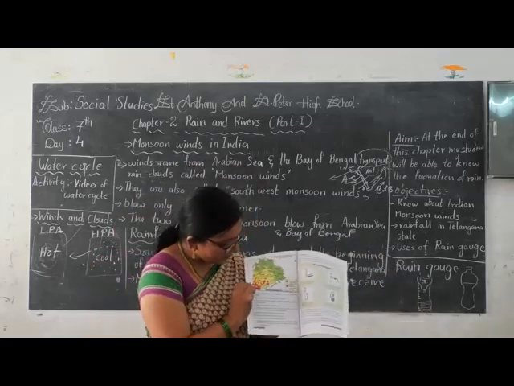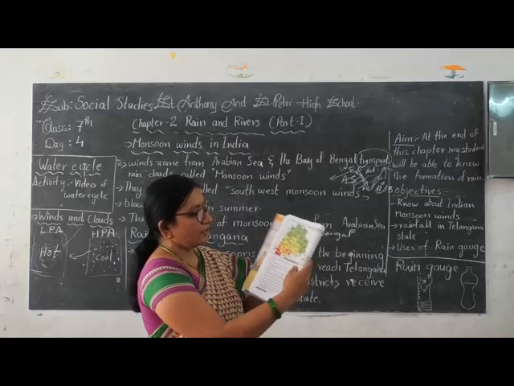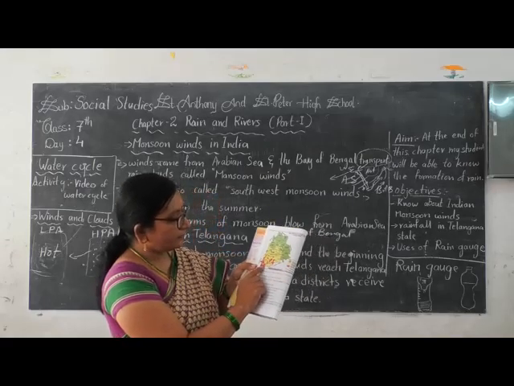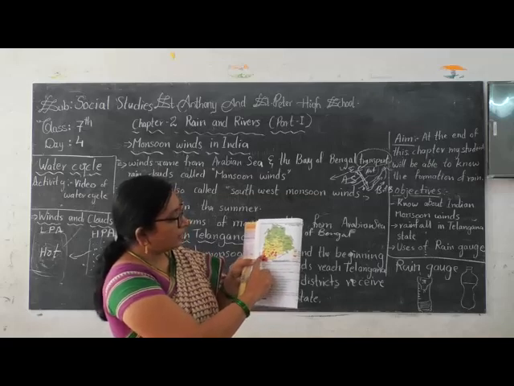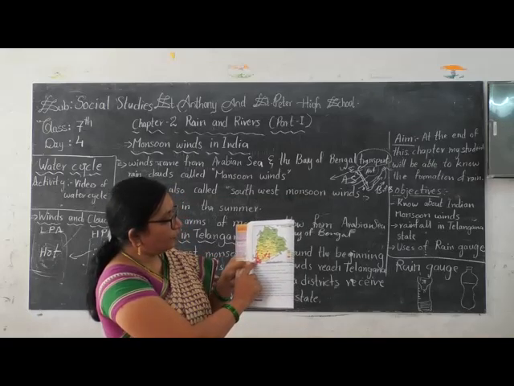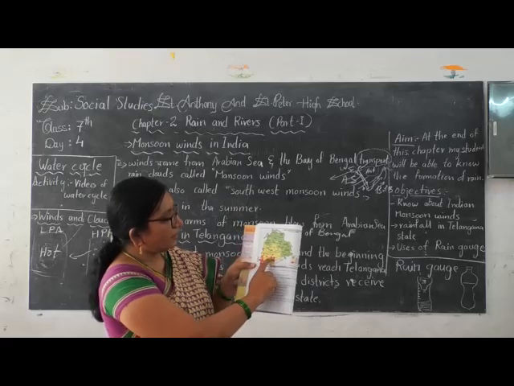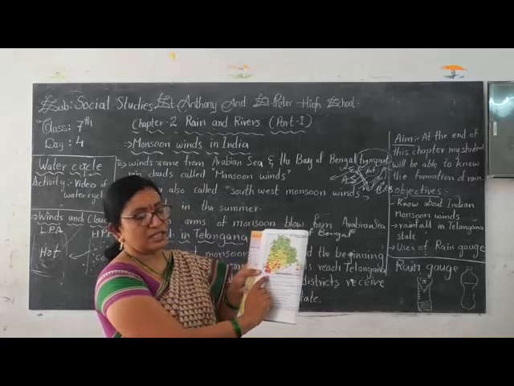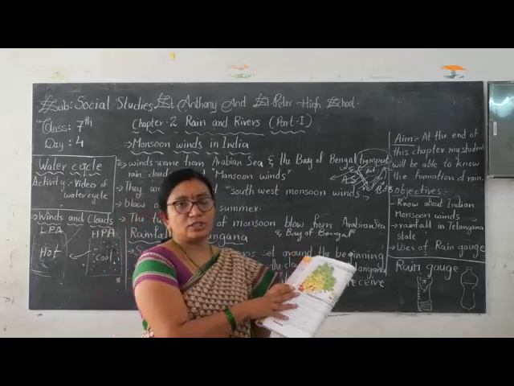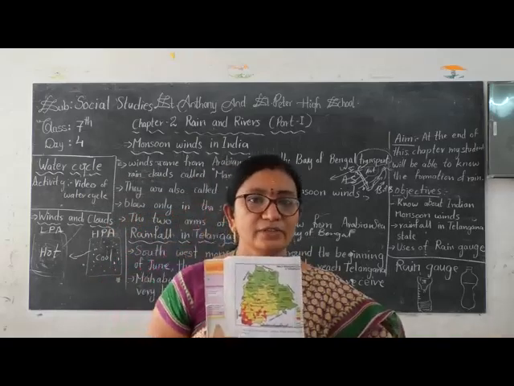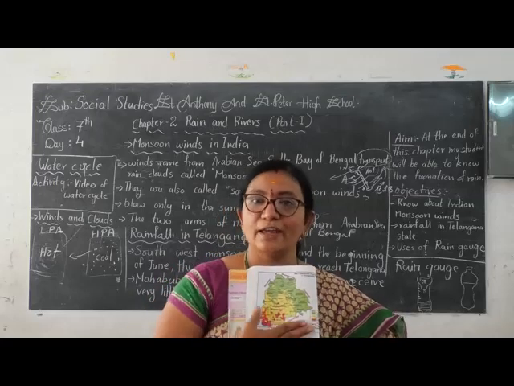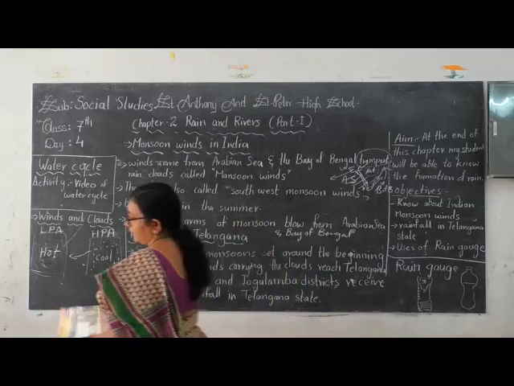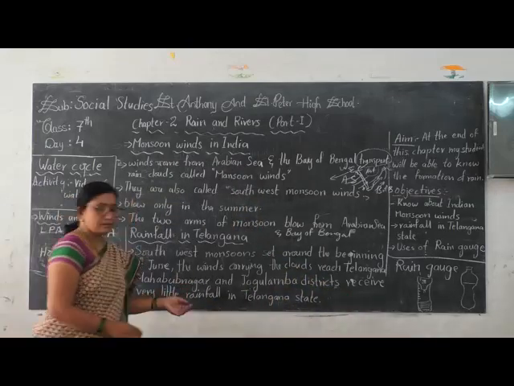The very low rainfall can be observed in areas known as Jogulamba, Wanaparthy, some parts of Mahabubnagar, a few parts of Nagarkurnool, and even some parts of Nalgonda. So you can observe Telangana doesn't receive equal rainfall in all its parts. This is the rainfall in Telangana.